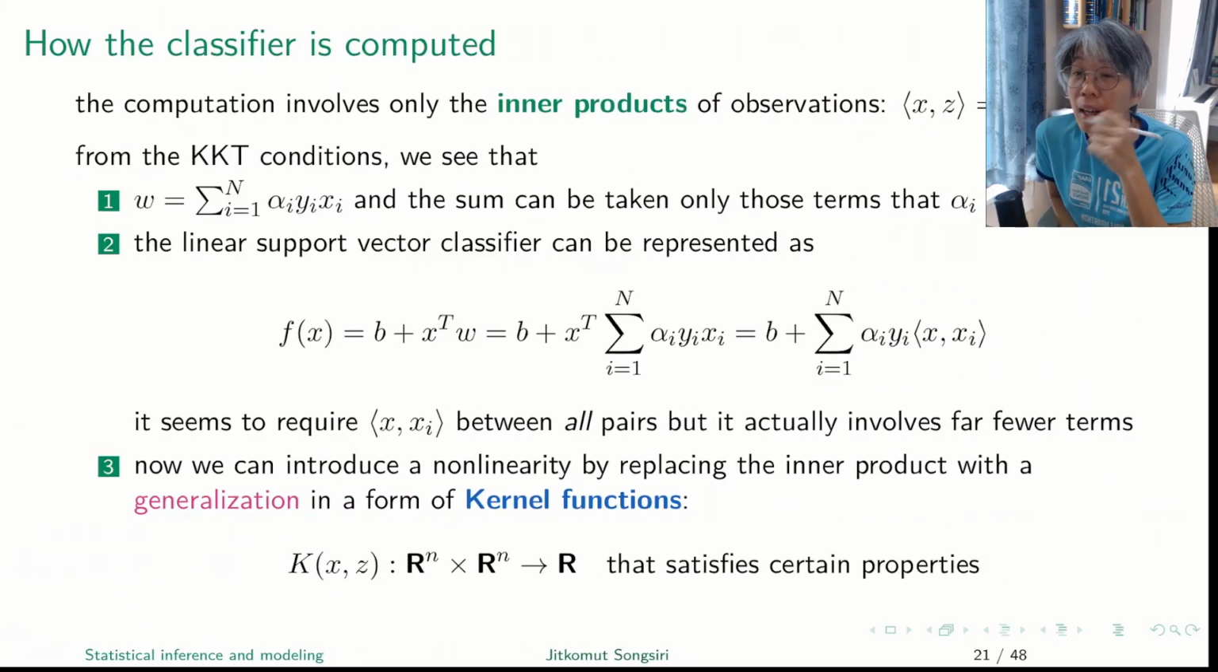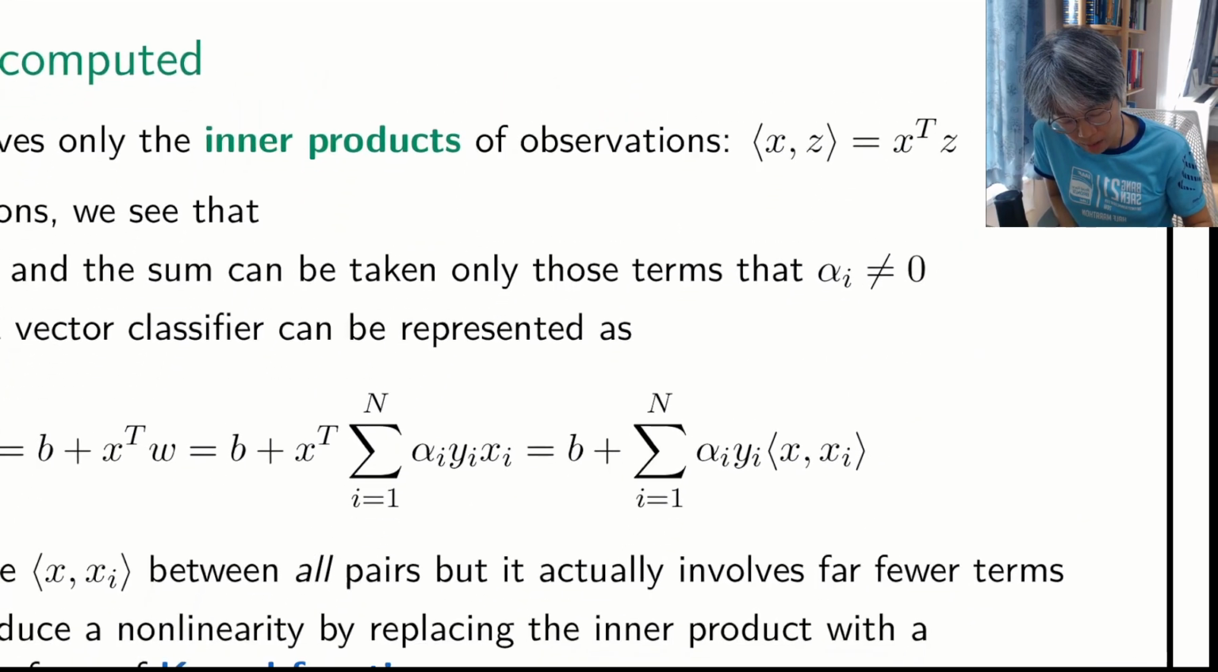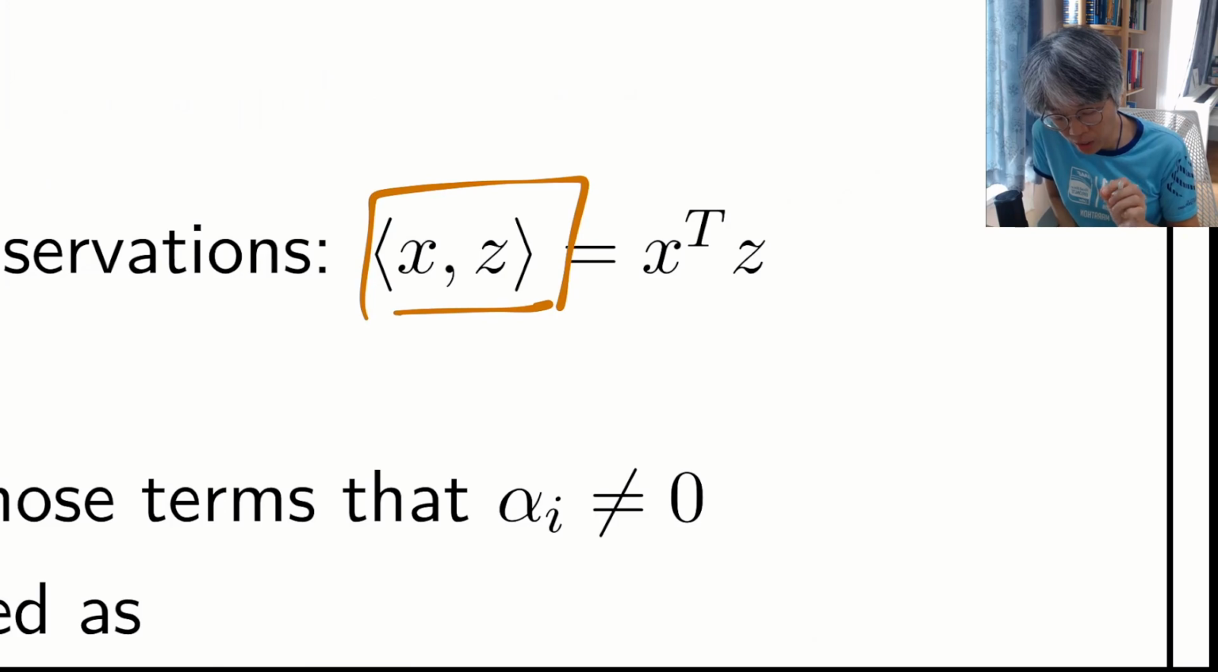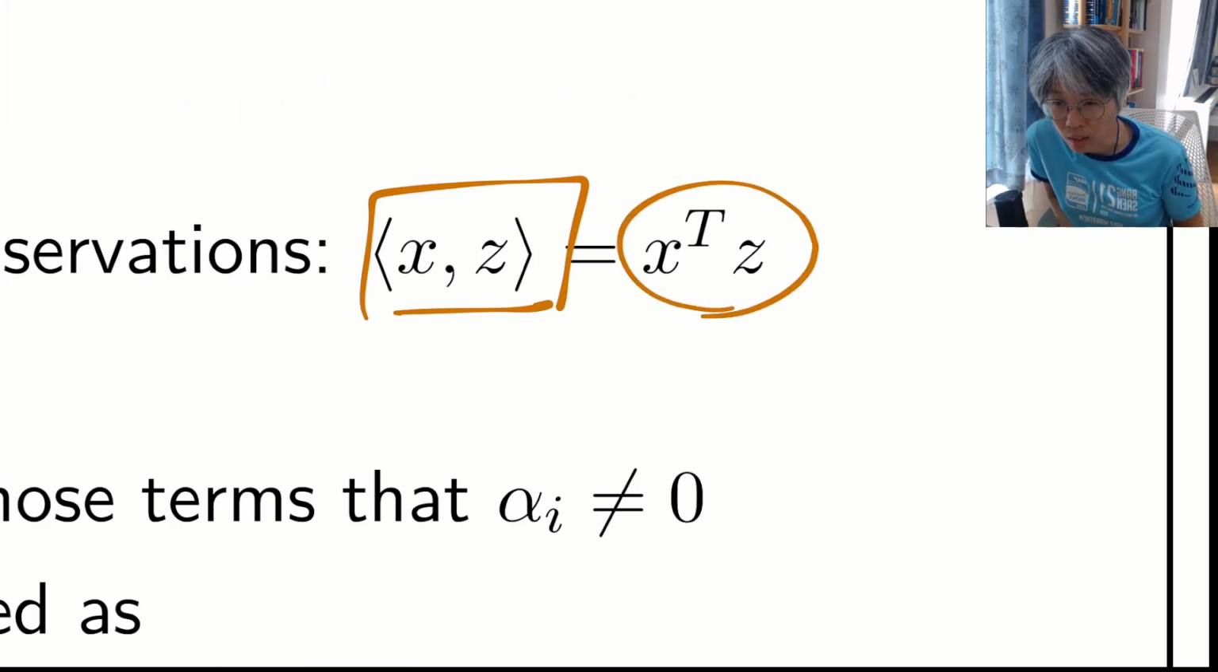Let's recap again how the classifier is computed. Let's bring out this notation. This is the notation of an inner product between x and z, and when x and z are Euclidean vectors, it's basically x transpose z.